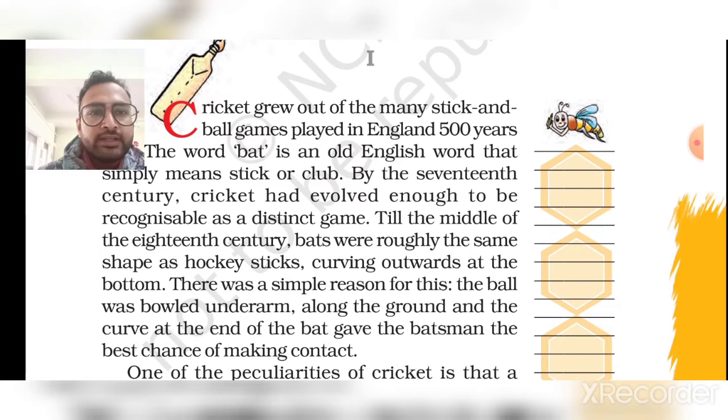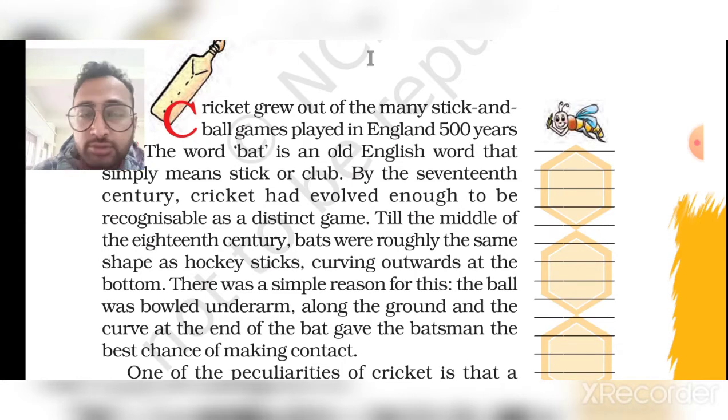Till the middle of the 18th century, bats were roughly the same shape as a hockey stick. So till the 18th century, it was like a hockey stick only, curving towards the bottom at the end. There was a simple reason for this. The ball was bowled underarm along the ground and the curve at the end of the bat gave the batsman the best chance for making contact.